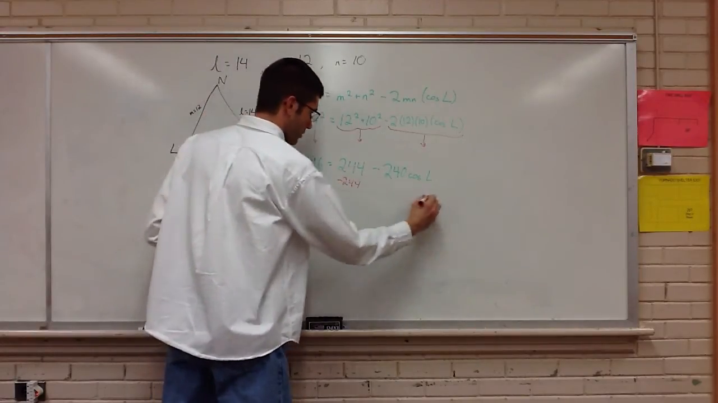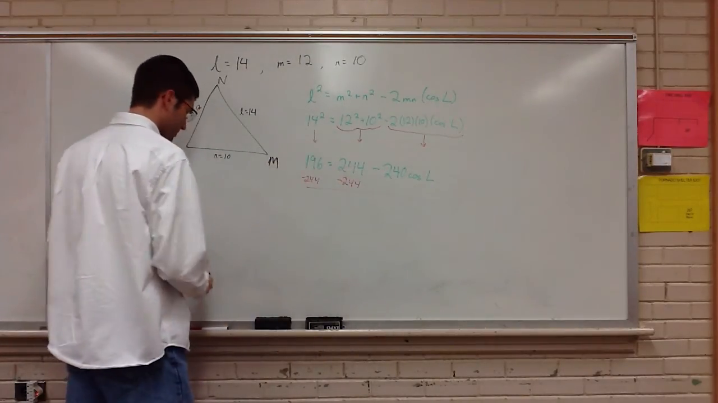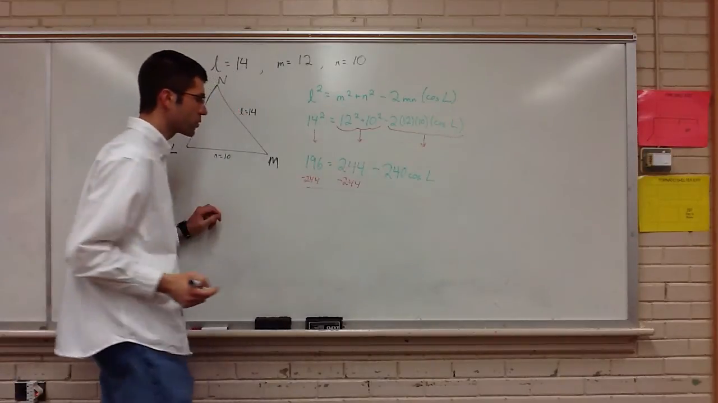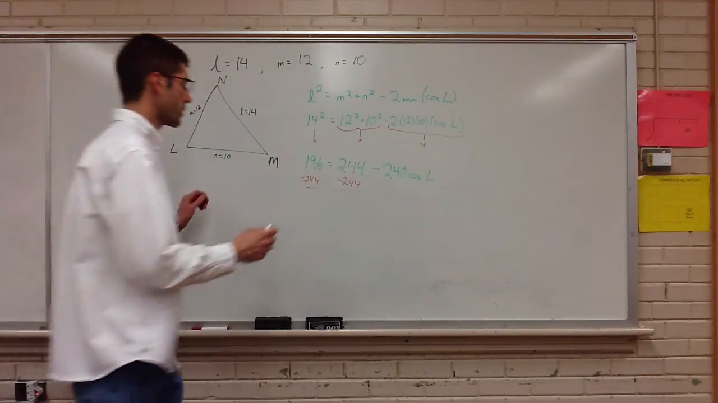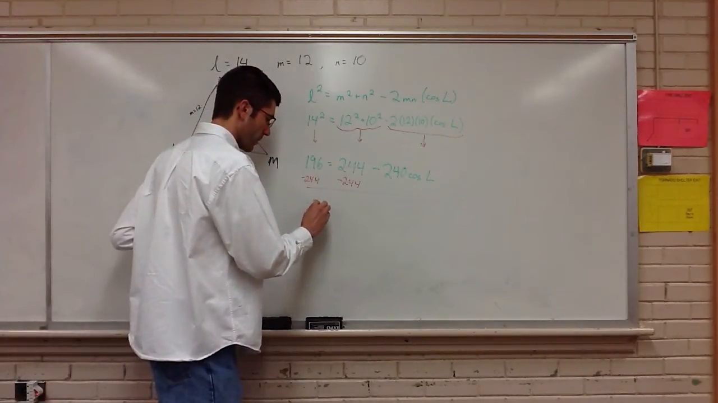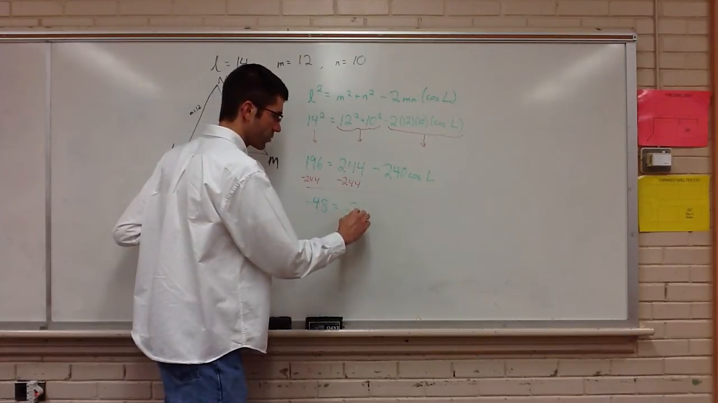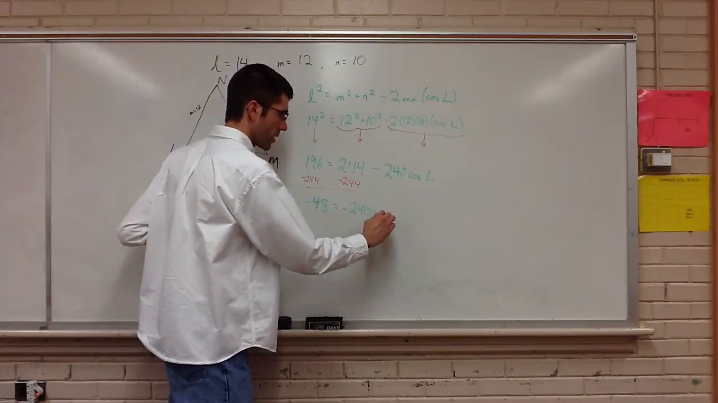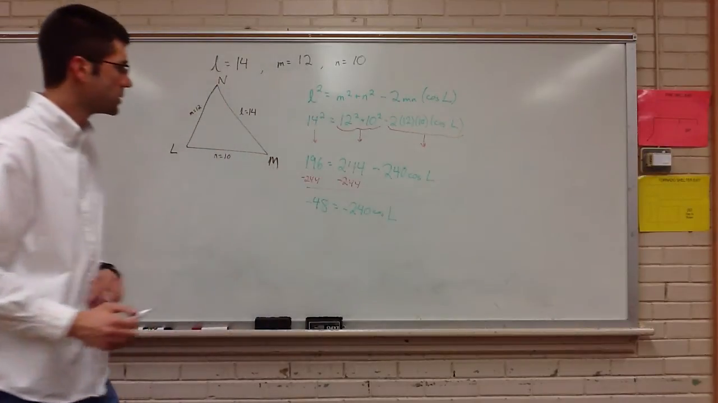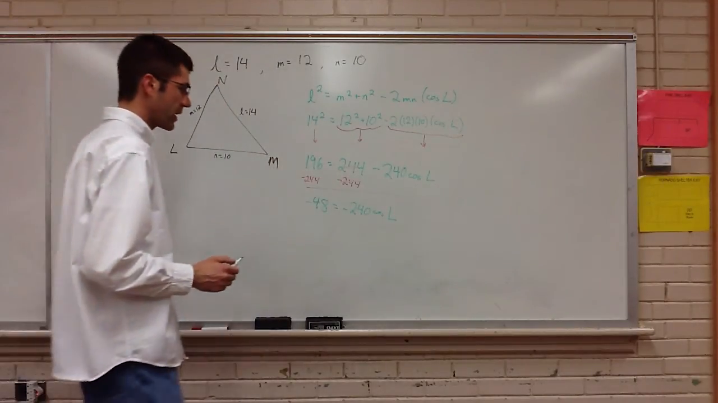I got squeaky markers that drive me crazy. 196 minus 244 is negative 48. Negative 48 equals negative 240 cosine of L. We will divide by negative 240.